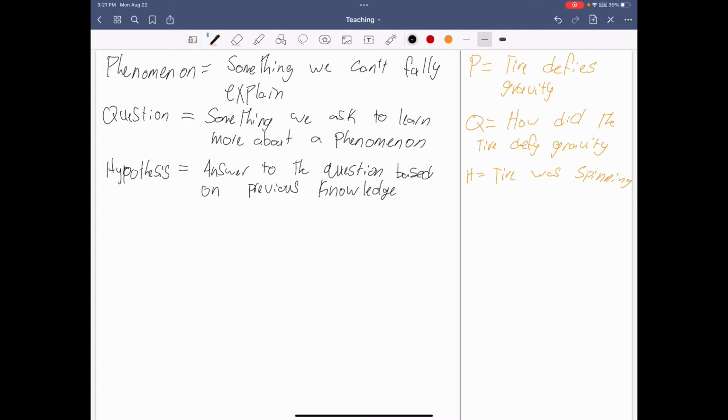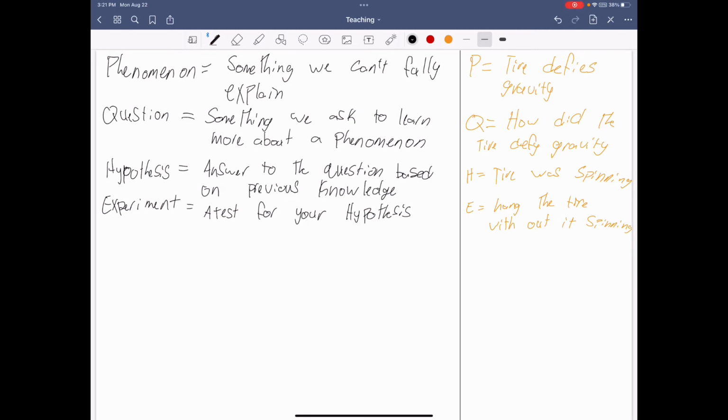Okay, so then we go to our experiment. An experiment is a test for your hypothesis. So let's consider, how can we test our hypothesis that the tire was spinning and that caused it to defy gravity? Well, what if we hang the tire without it spinning? Great. Simple. Simple experiments are often the best experiments.